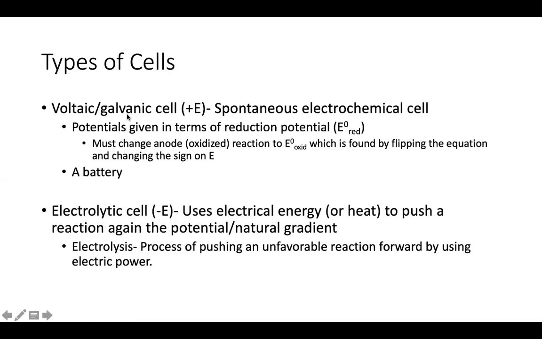Now voltaic and galvanic cells represent a battery, right? Imagine a Duracell battery that you plug into maybe your TV remote or an Xbox controller. They have these electrochemical cells in them, and they are voltaic and galvanic cells. They undergo redox reactions and spontaneously produce energy that is then used for your remote control to work. So batteries are voltaic and galvanic cells.